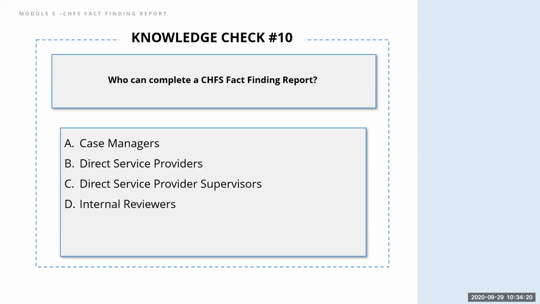All right, so we'll go ahead and end our polling, bring up the correct answer, and share our results. So the correct answer is D, internal reviewers, right? So that CHFS fact-finding report is reserved for use solely as an internal reviewer. So again, thank you all for participating with these knowledge check questions. We'll stop sharing results at this point, and we will go ahead and move on to our next slide.